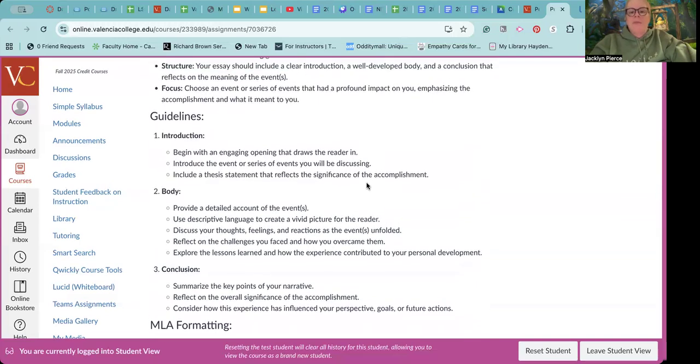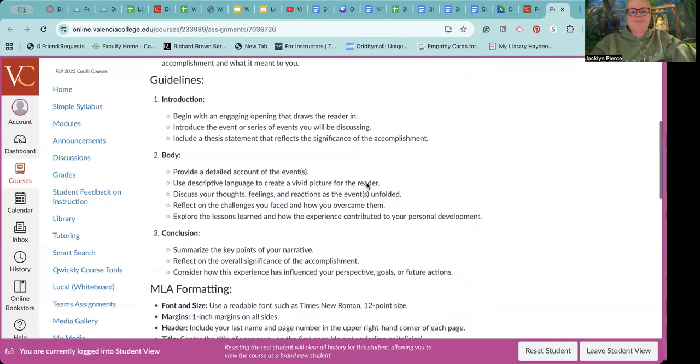Your body may have a bunch of paragraphs in it. You can have tons of paragraphs in the body. When we are writing narratives, we typically have shorter paragraphs than we do when we're writing a research paper type thing. So, in the introduction, of course, you're going to tell us what you're writing about. Include a thesis statement that reflects the significance of the accomplishment.